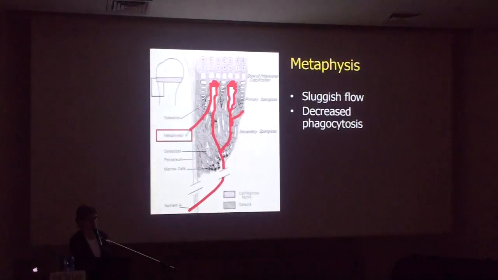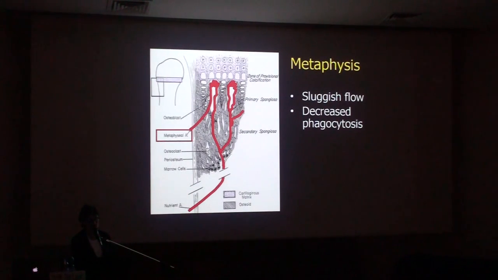So where do these infections take place when they do seed the bone? The metaphysis is the site where we see the most frequent area of infection, and that's because of a few things. Number one, there's relatively sluggish flow in the sinusoids that inhabit the metaphysis, and also in this region there's a decreased number of macrophages. So there's decreased phagocytosis and slow blood flow, and so it's an ideal place to have an organism seeding.